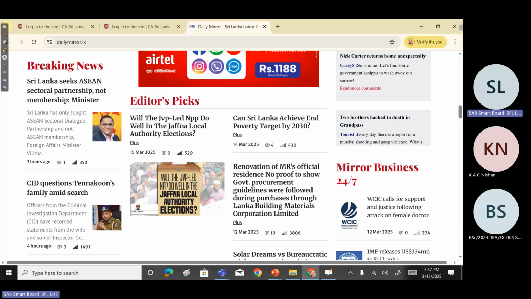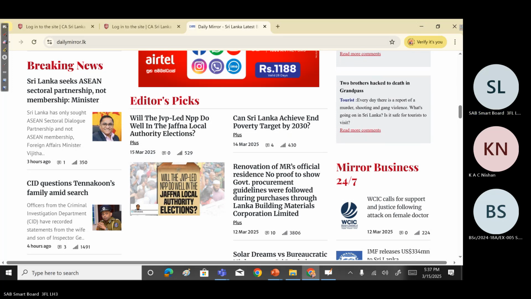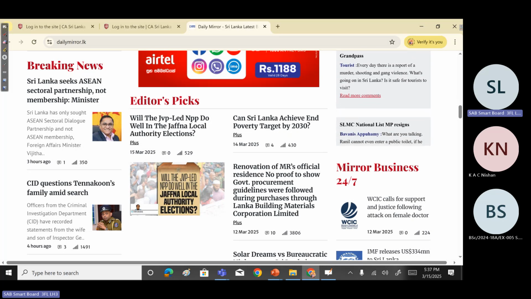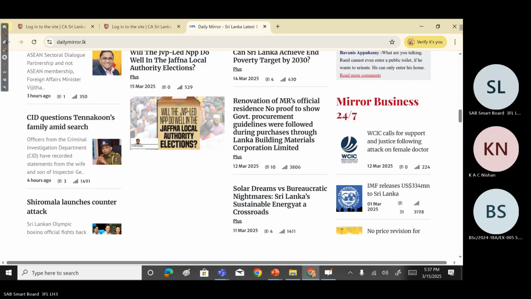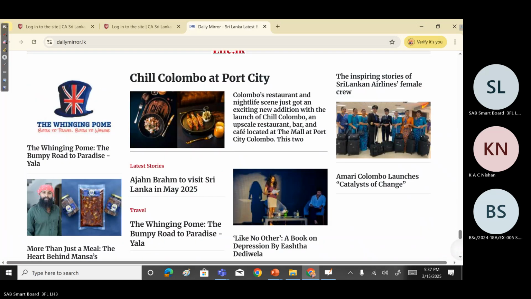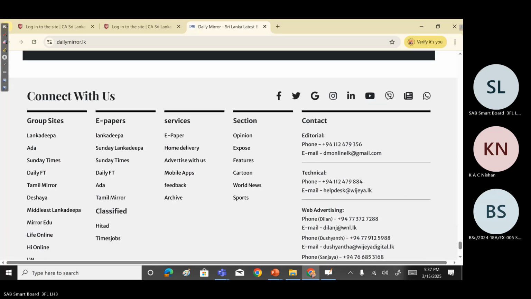Right. Likewise, these are news websites operated by Vijay Newspaper. Now, there's a section here. If you browse, there's a section here. You go down. This website. So it says e-papers are there. E-papers are there. So you can access Lanka Deepa, Sunday Lanka Deepa, Sunday Times, Daily FT, others.